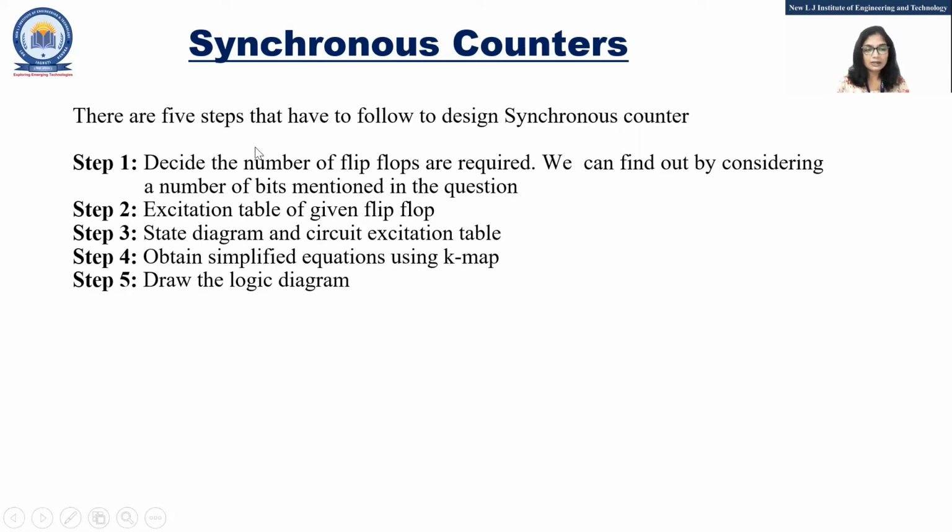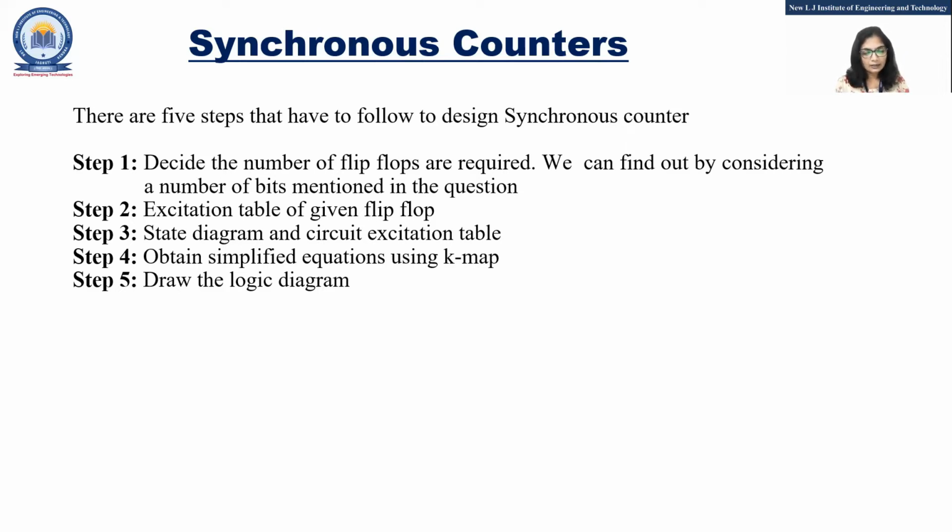First step, you have to decide the number of flip-flops required. That you can find from the question. If the number of bits you have to use is given in the question, then in step 1, the number of bits is equal to the number of flip-flops. Suppose the type of flip-flop is also mentioned in the question, then there is no need to decide the type. But if the type of flip-flop is not mentioned, then you have to decide the type of flip-flop first. At that time, you can use T flip-flop, D flip-flop as well as JK flip-flop.